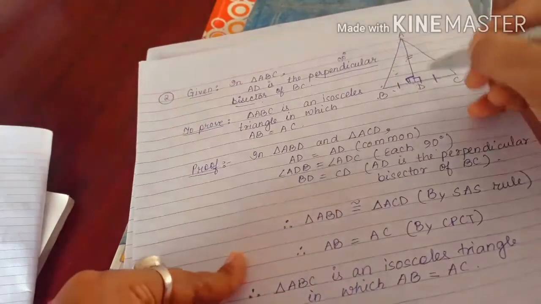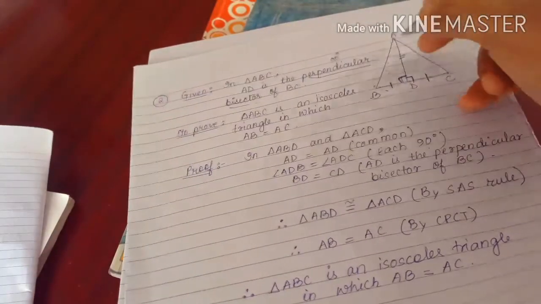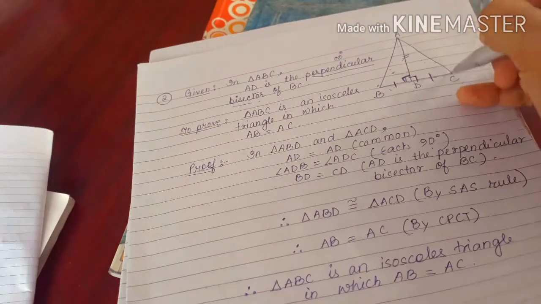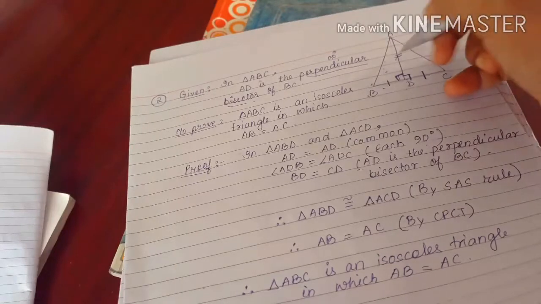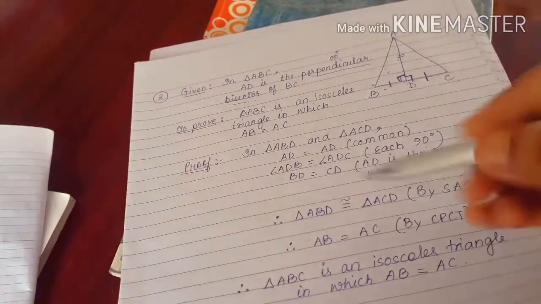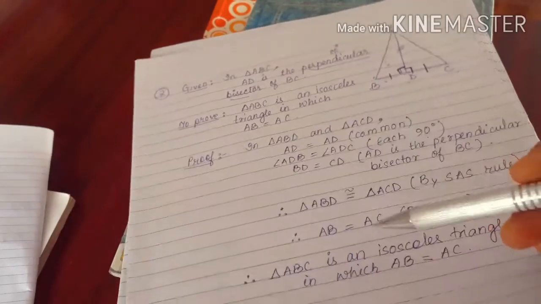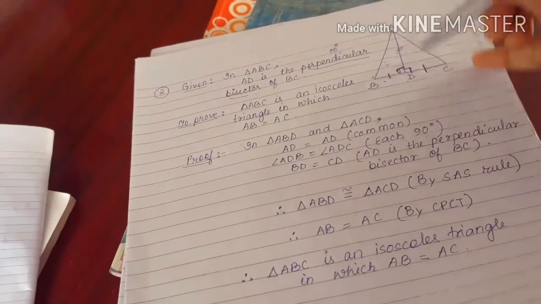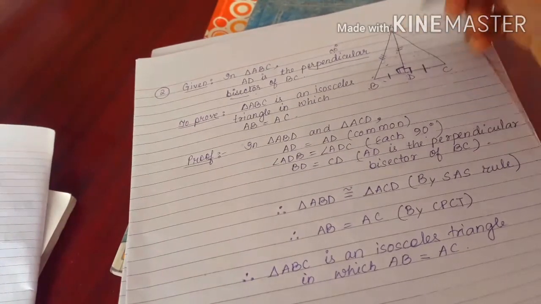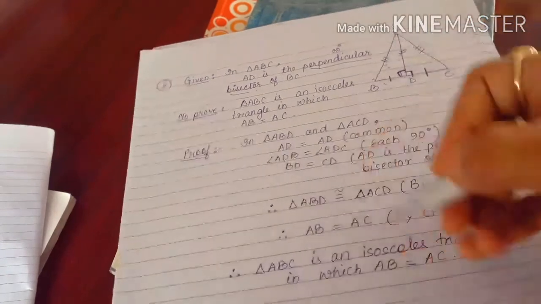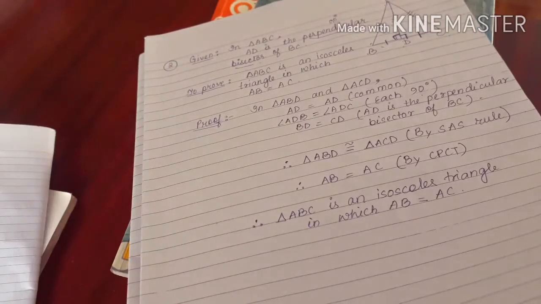Okay, so see, in this triangle, by which criteria the two triangles are congruent? So you can see, side, angle, side. Angle is included between two sides. So by SAS congruence rule, we can say the triangles are congruent. Therefore AB is equal to AC. This is by what? CPCT. So if two triangles are congruent, then the corresponding parts, that is we want AB and AC, so we will write AB is equal to AC. So triangle ABC is an isosceles triangle in which AB is equal to AC.